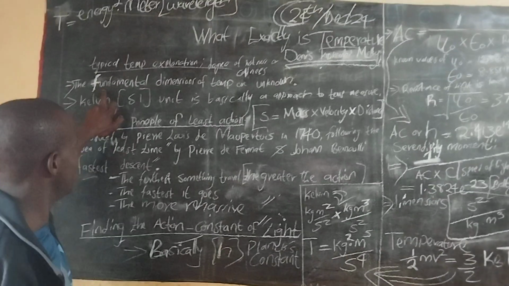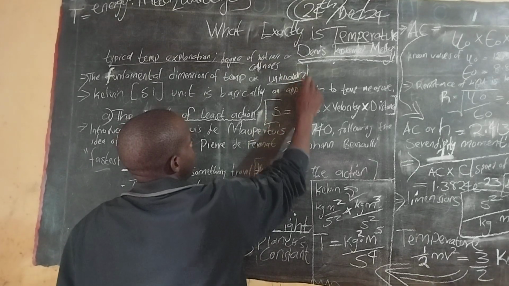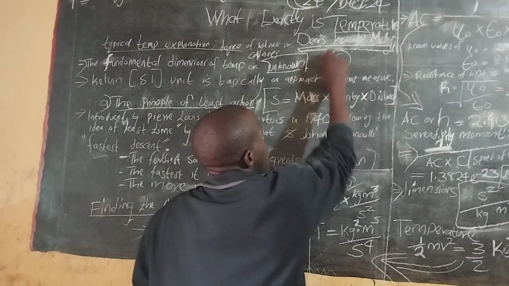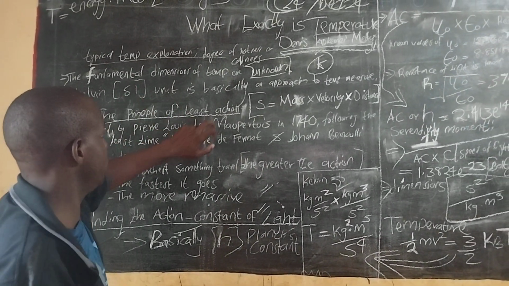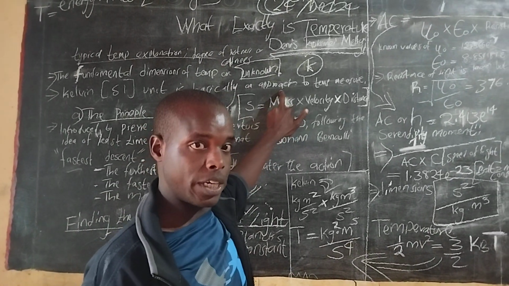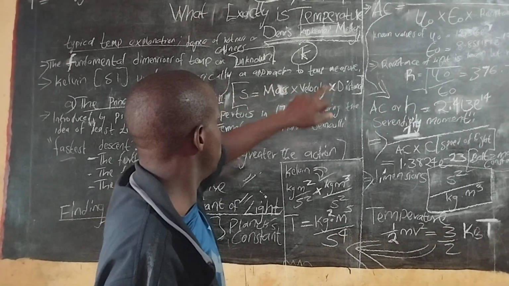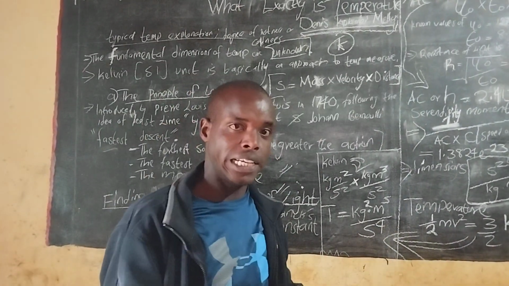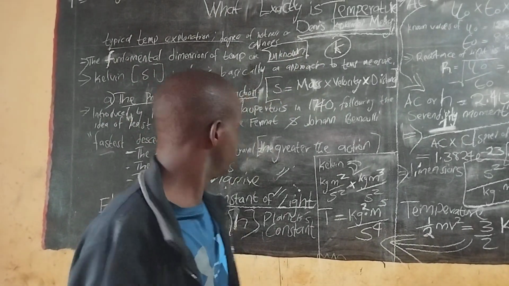The fundamental dimension of temperature is unknown. This means that the SI unit that we use for temperature is Kelvin. Kelvin is the basic SI unit we use, and it is basically an approach to the measure of temperature. It does not tell us the intrinsic nature of temperature.